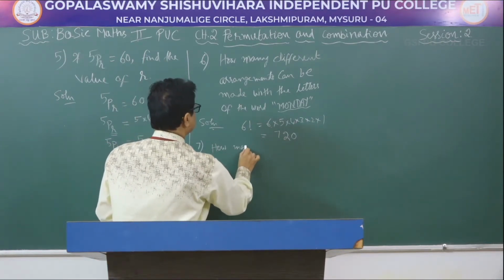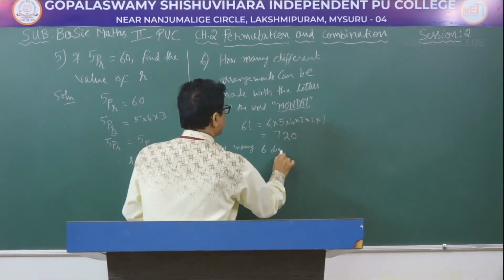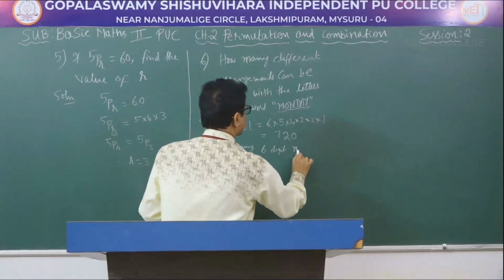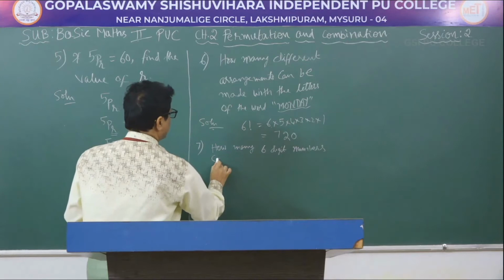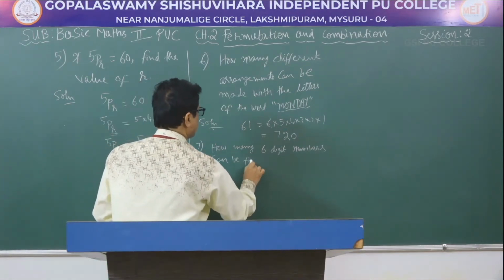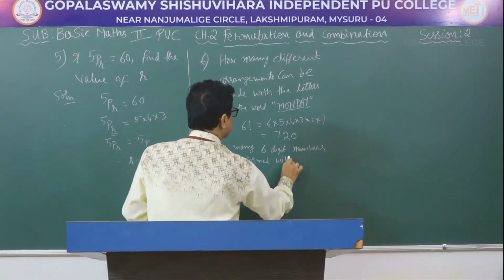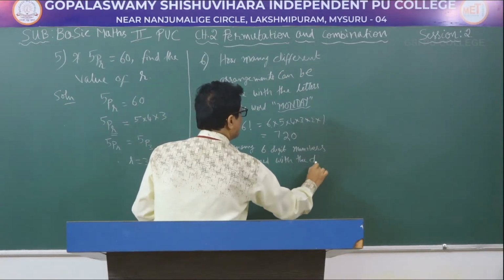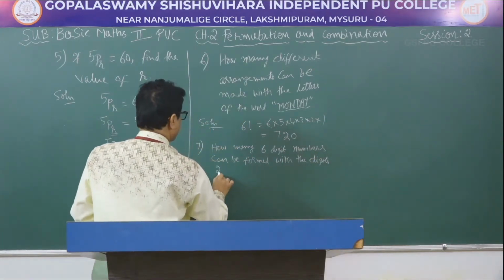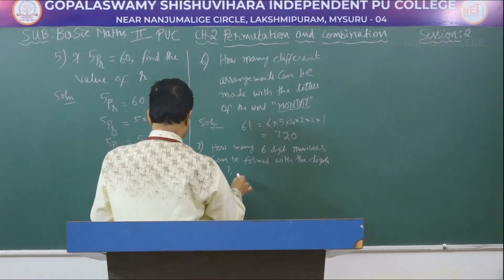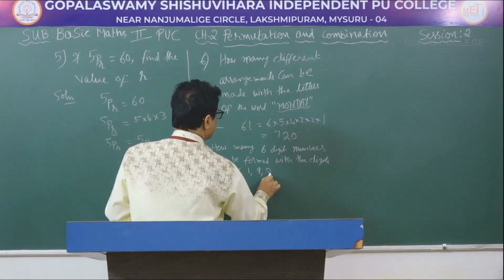How many 6-digit numbers can be formed with the digits 2, 7, 6, 1, 9, 8.